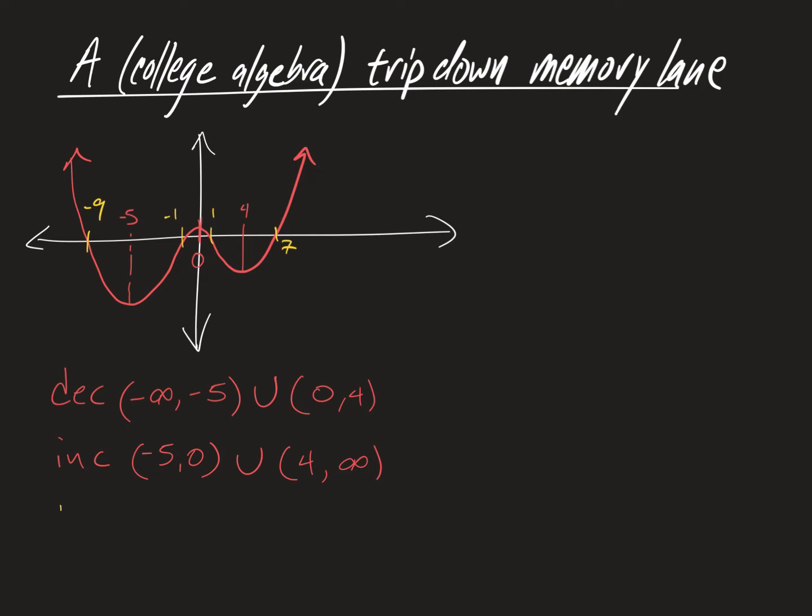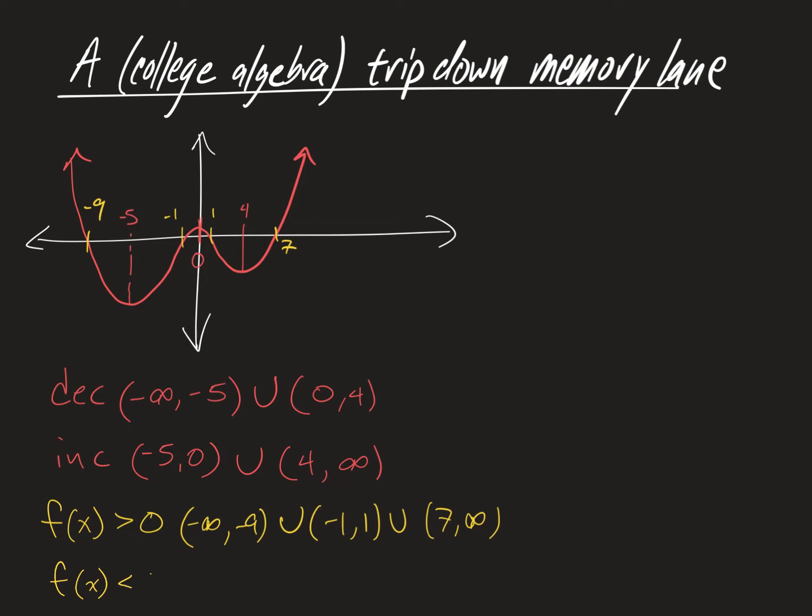So we can say f of x, otherwise known as the y values, are positive, bigger than 0, for the following intervals. From negative infinity to negative 9, again we're moving left to right, it's above the x-axis here, but here between negative 1 and positive 1 it's above, and here from 7 off to the right, off to infinity, it's also above. And we can do the same thing for less than 0 or negative function values. It'd be from negative 9 to negative 1 and 1 to 7.